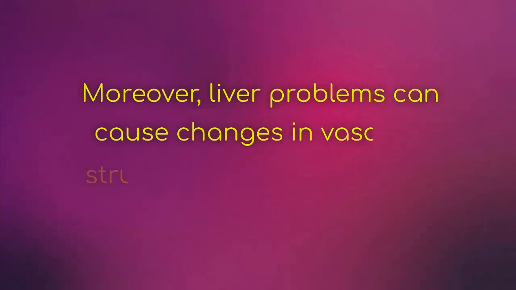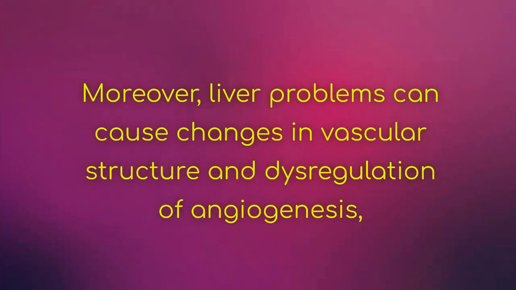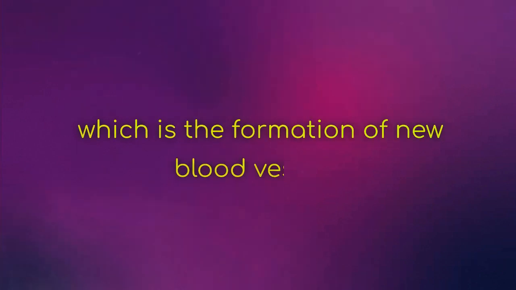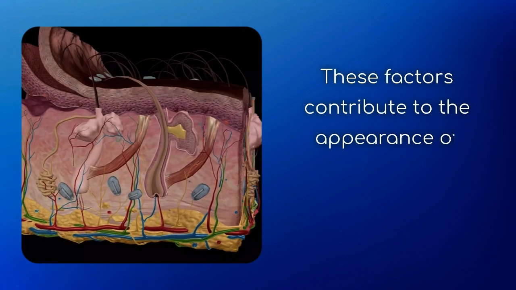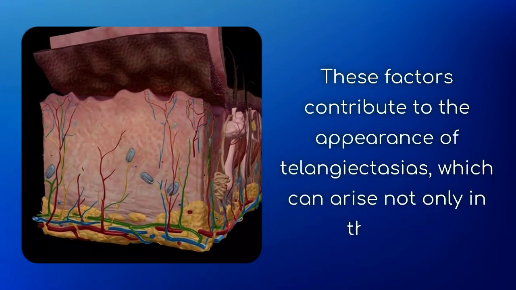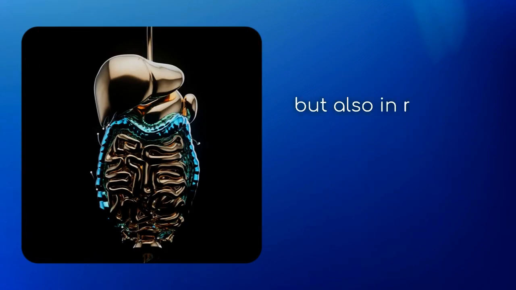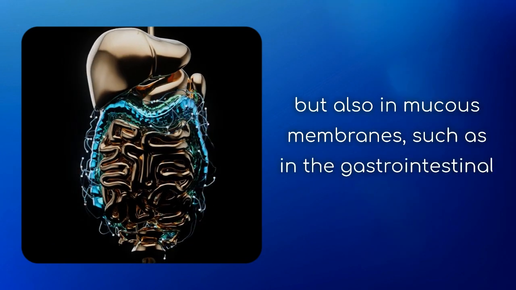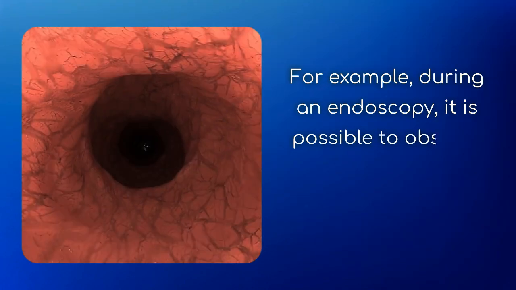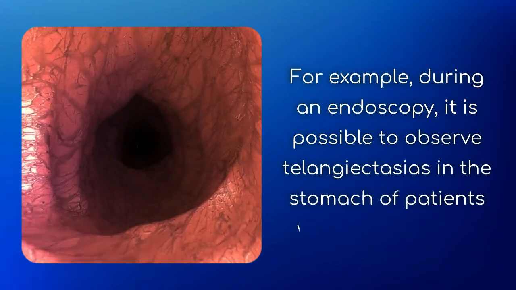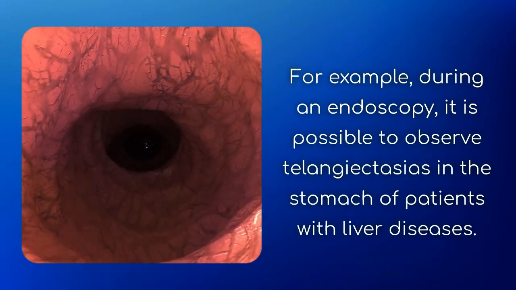Moreover, liver problems can cause changes in vascular structure and dysregulation of angiogenesis, which is the formation of new blood vessels. These factors contribute to the appearance of telangiectasias, which can arise not only in the skin, but also in mucous membranes, such as in the gastrointestinal tract. For example, during an endoscopy, it is possible to observe telangiectasias in the stomach of patients with liver diseases.